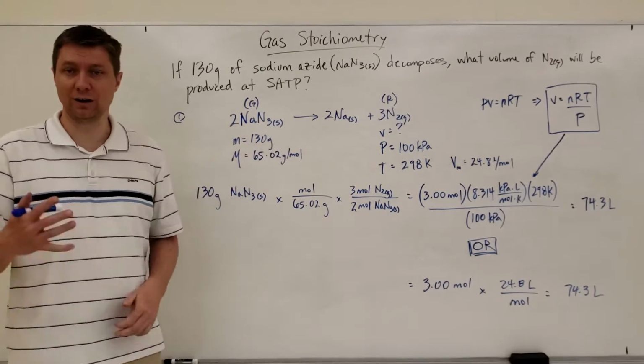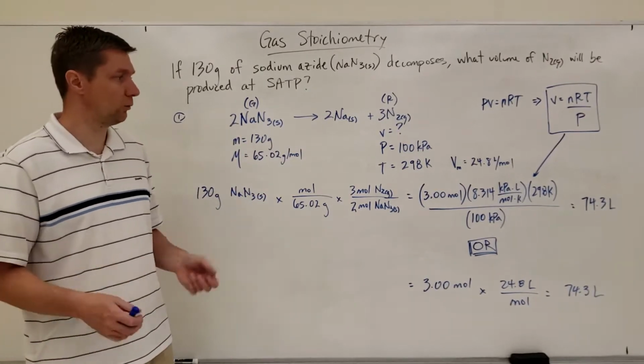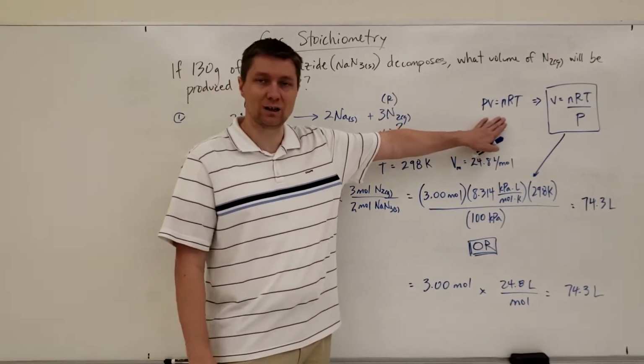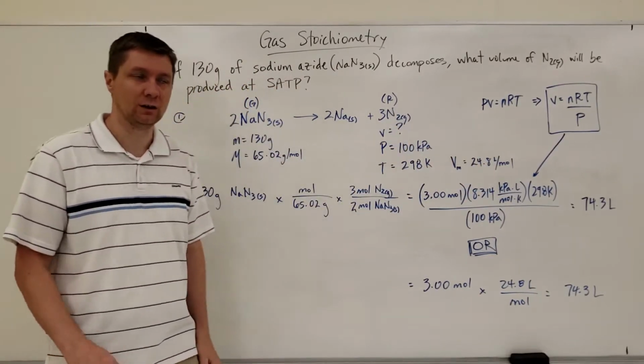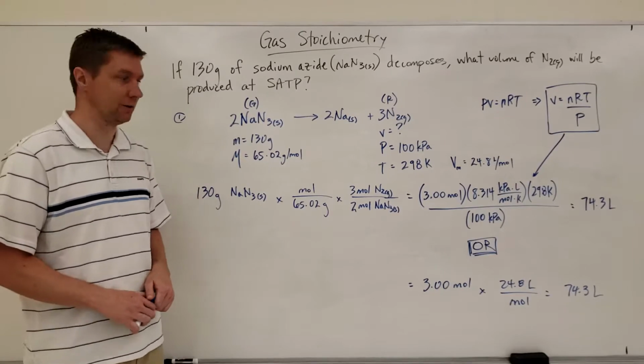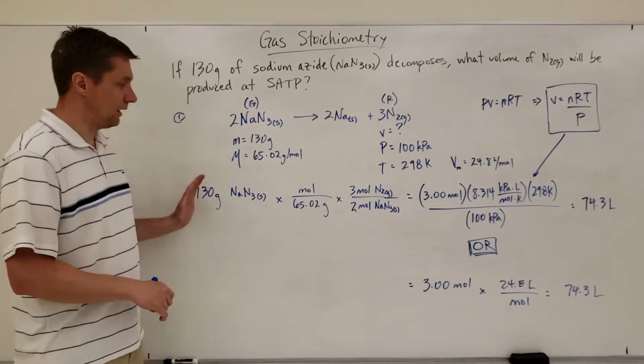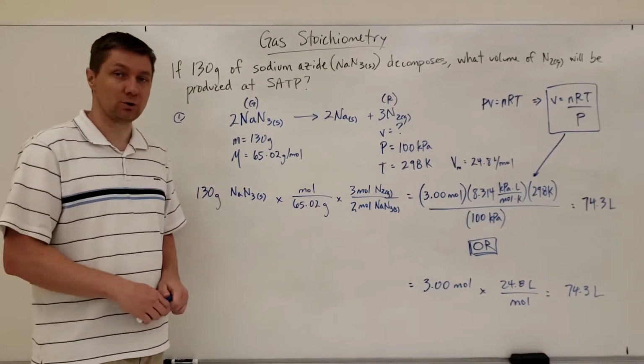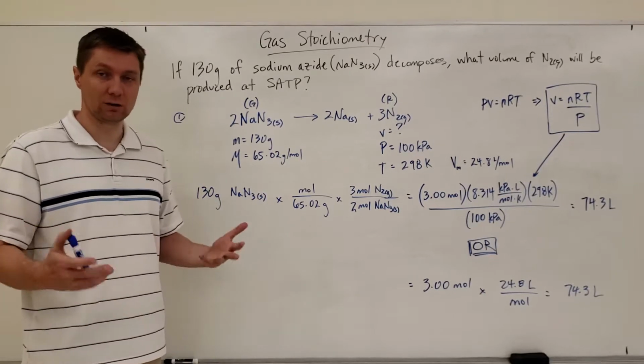I've written my temperature in Kelvin because the formula that we're going to end up using is the ideal gas law formula, PV equals nRT. And the temperature parameter for this formula has to be in units of Kelvin. So I go ahead and do step number two. Step number two in stoichiometry is simply calculate the moles of the given.